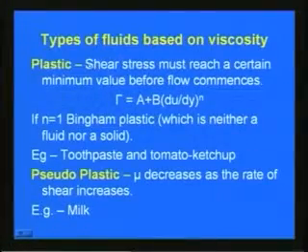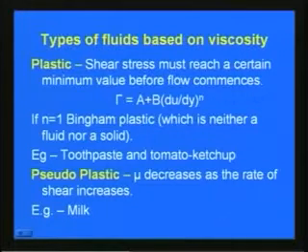So, with respect to the viscosity, we can classify the fluids as we have already seen in this figure. Now, we will classify various liquids, say a plastic fluid. In the case of a plastic fluid, the shear stress must reach a certain minimum value before flow commences, so that we can write the shear stress tau is equal to A plus B into (du by dy) to the power n, where A, B and n are constants. A plastic fluid is said to be a Bingham plastic, which is neither a fluid nor a solid, when n is equal to 1 in this relationship.